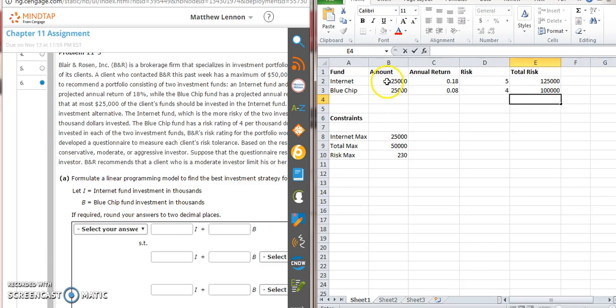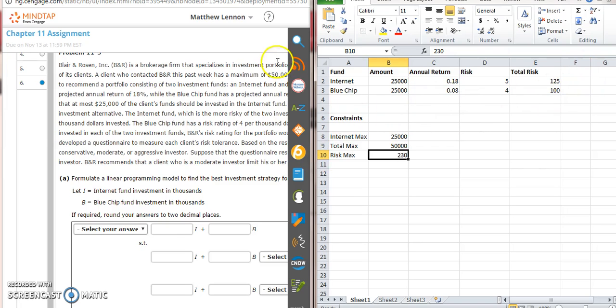Since this is per $1,000, the risk is not just those values multiplied together. It's those values multiplied together and then divided by 1,000, because it's per $1,000. So let's just divide that by 1,000 to get the value. Because remember, the max risk is 230, and that's what these need to be less than. So that's going to be our constraint when we do the solver solution. So 125 and 100. Basically, when you add these, they've got to be less than this risk max.